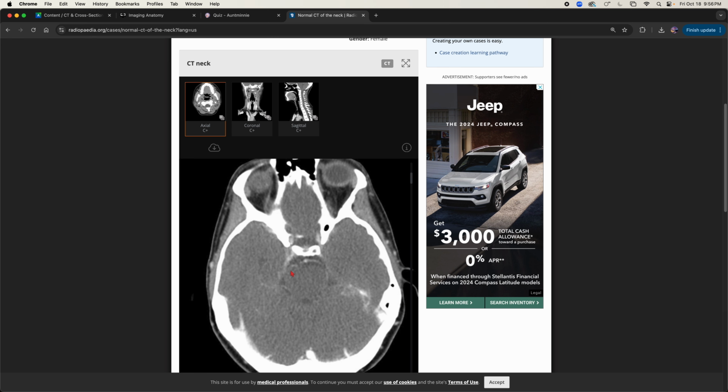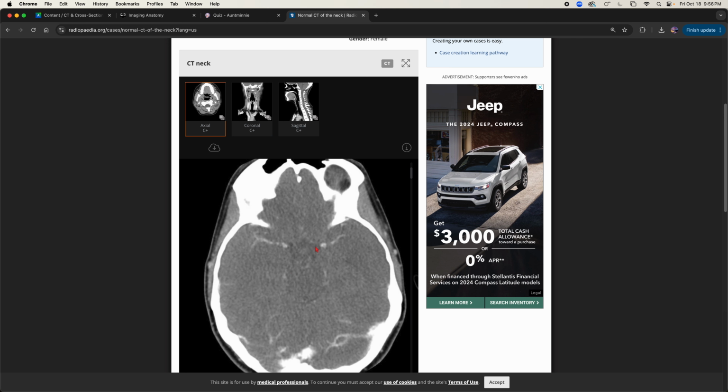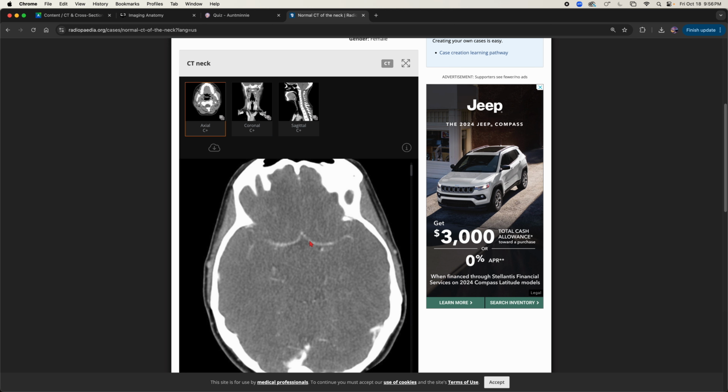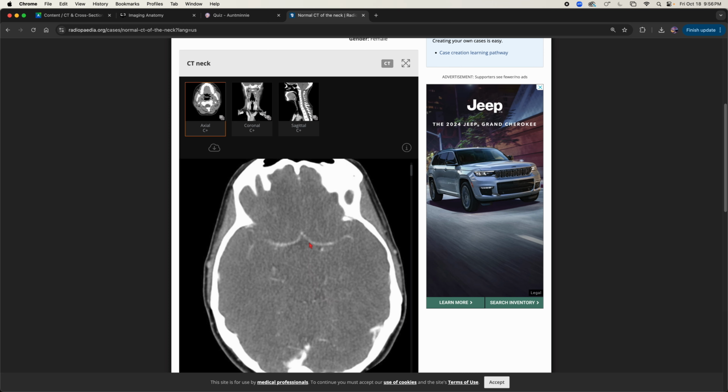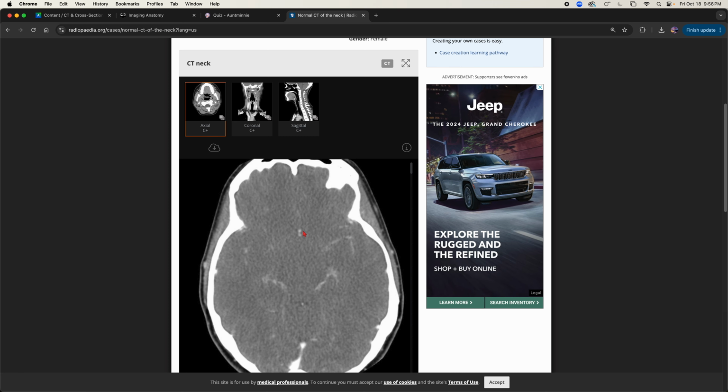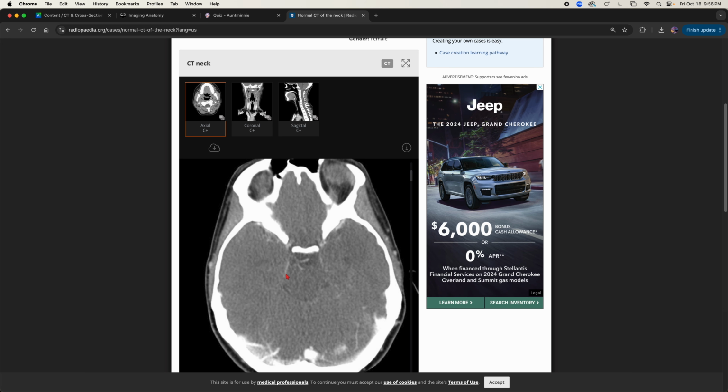And remember I said that the circle of Willis is fed by the internal carotids and the basilar artery. Well, the internal carotids are here, and that comes up to the circle of Willis. That's the circle of Willis. That's a middle cerebral artery. And that's going up to the anterior cerebral artery right there. That's the circle of Willis, pretty much right there. That's a posterior communicating, and so on and so forth.